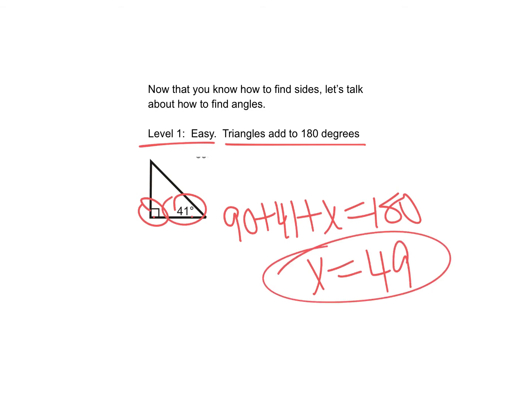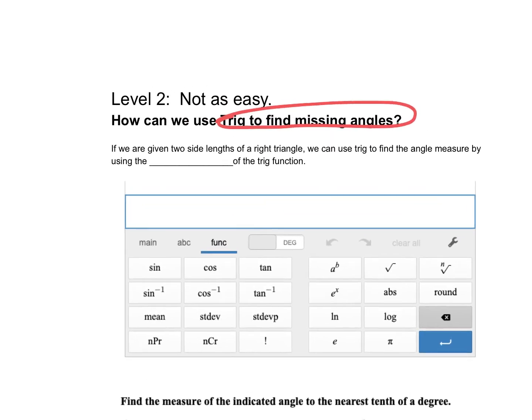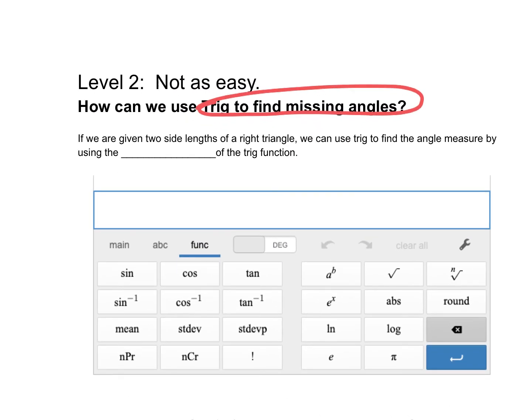Okay, now let's look at level 2. Okay, level 2 is not as easy. We can use trig to find missing angles as well. So if we are given two side lengths of a right triangle, okay, so we know two side lengths of a right triangle, we can use trig to find the angle measure by using the inverse of the trig function.